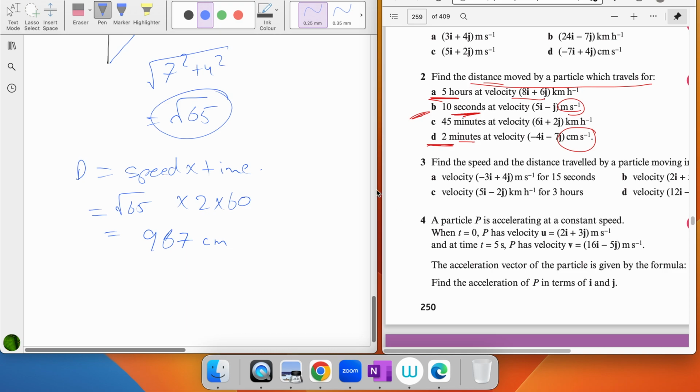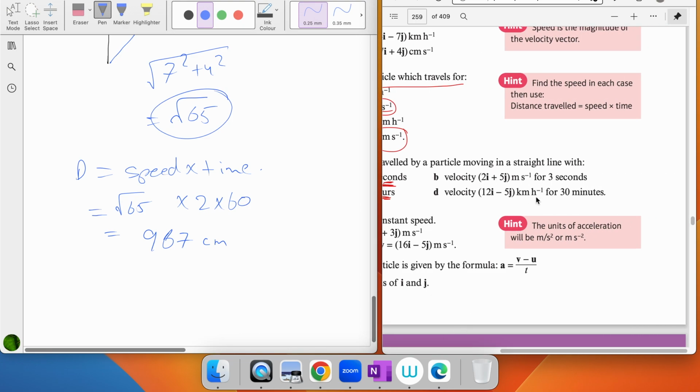Question number 3. Find the speed and the distance traveled by the particles moving in a straight line with. This is the same. This is speed and time again. It is exactly the same as question number 2. Only you have to be careful with these units. These are meters per second, seconds, no issue. Kilometer per hour, no issues.